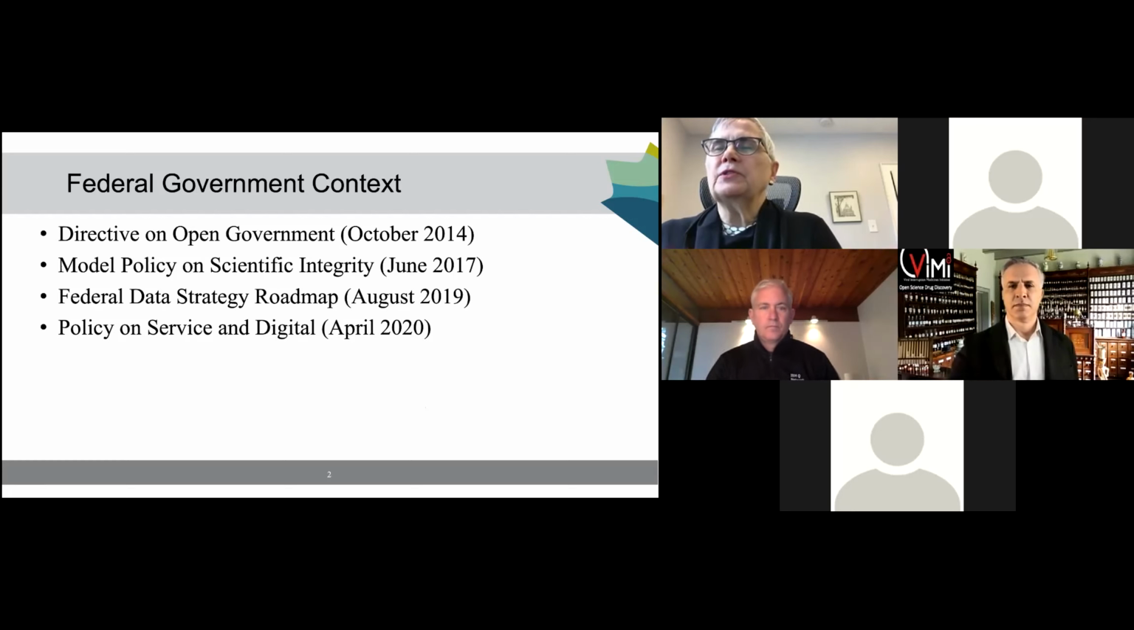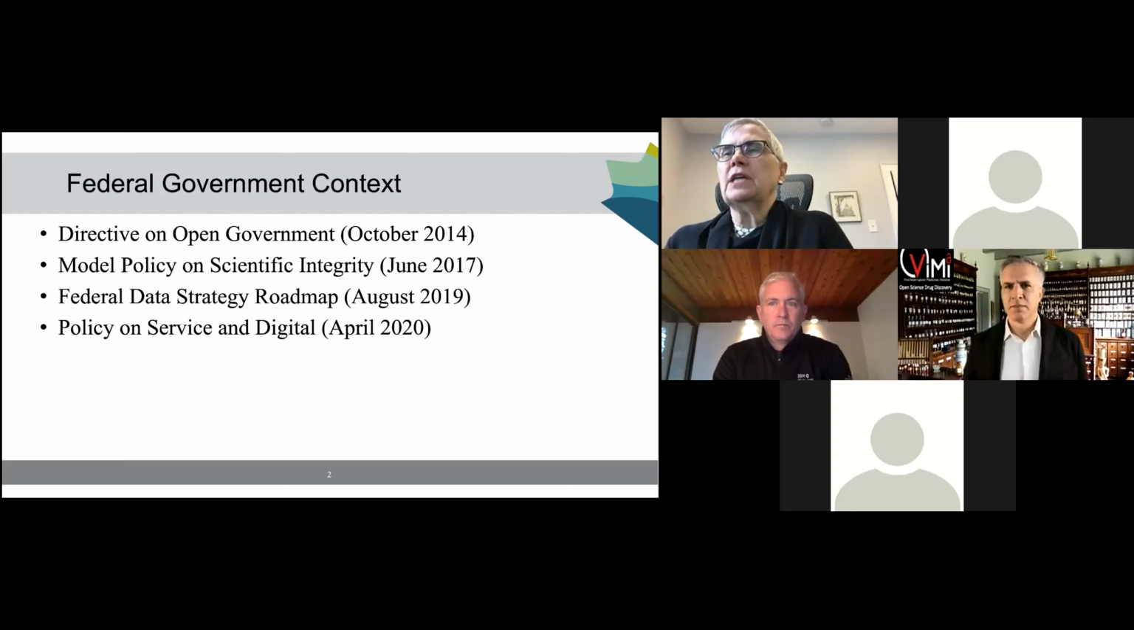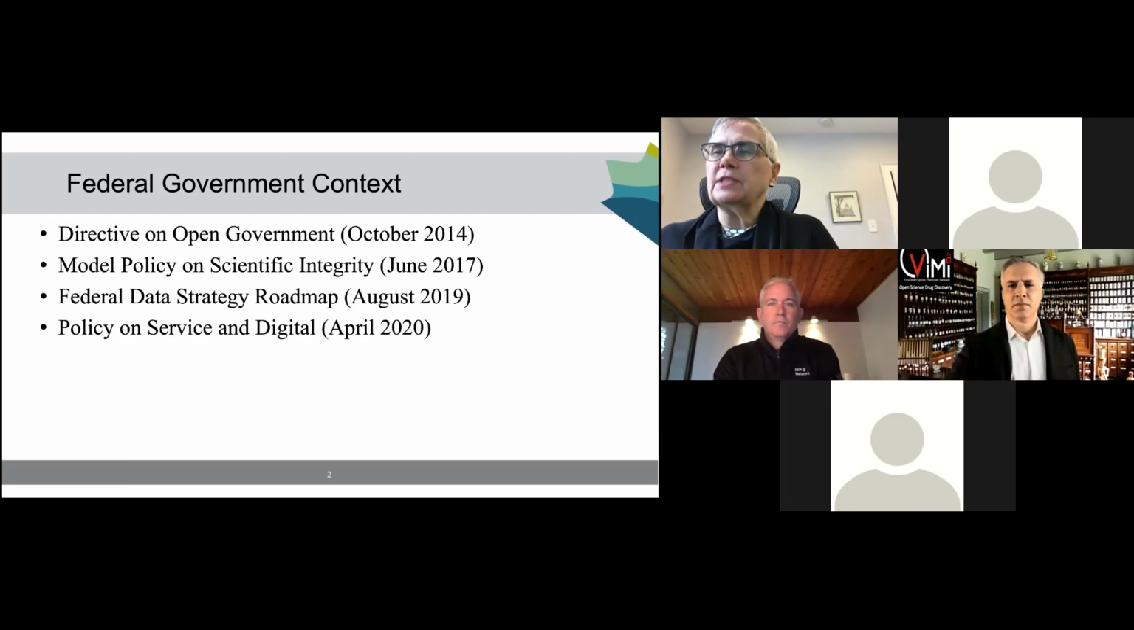As the government moves from more of an analog model to a digital model, it was felt that it was important to move forward and develop a policy on service and digital, which just came out April 1st of 2020. And this is interesting, I think, because the Open Science Roadmap for Canada came out in February of 2020. So it was sort of in the midst of this environment, with a push on looking at how one can organize and manage data and information, and then policies in terms of access.